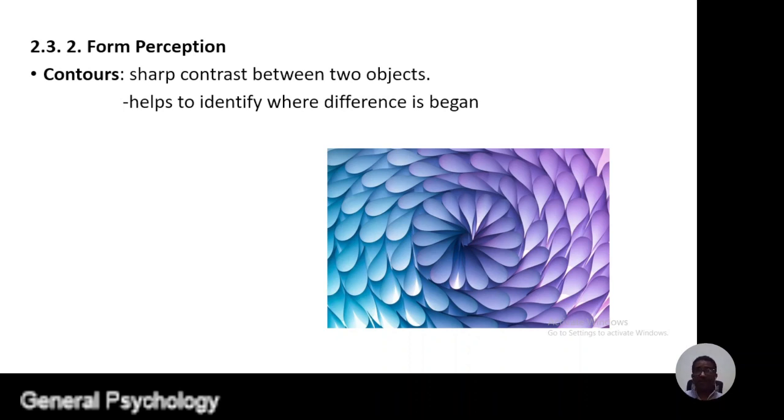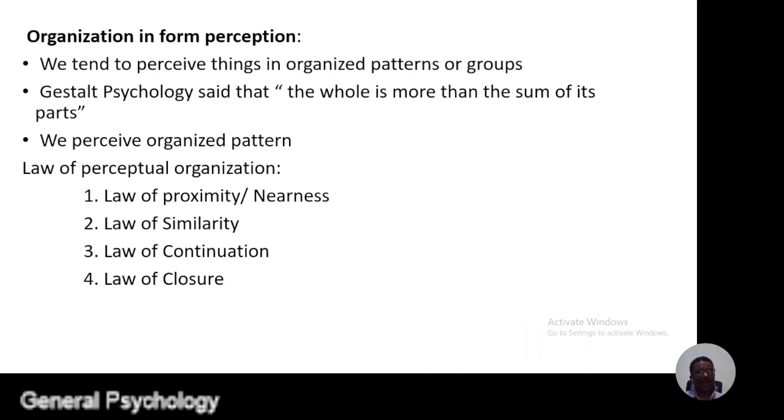Form perception. There are students who are very active in identifying different details if they have good form perception ability. And there might also be students who may not easily understand different details and contours. This is also an ability.